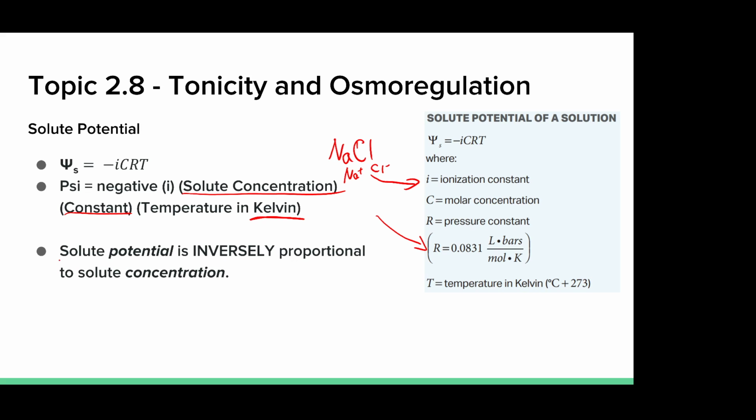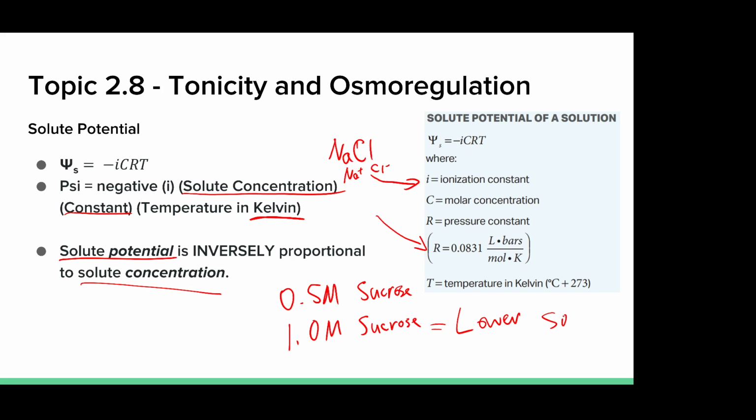So solute potential is inversely proportional to solute concentration. The more stuff that is dissolved, the lower, because that negative, the lower the solute potential. So if we have something with a 0.5 molar concentration of, let's go, sucrose, and something with, let's go 1.0, just to make our life easy, 1.0 molar concentration of sucrose. The one with the higher sucrose concentration will have the lower solute potential.